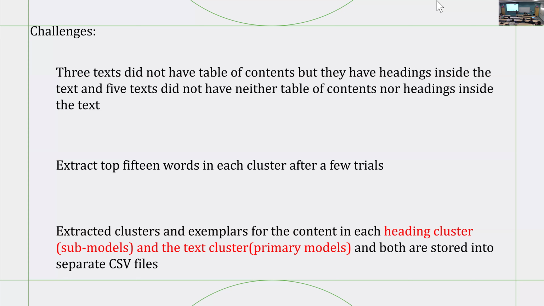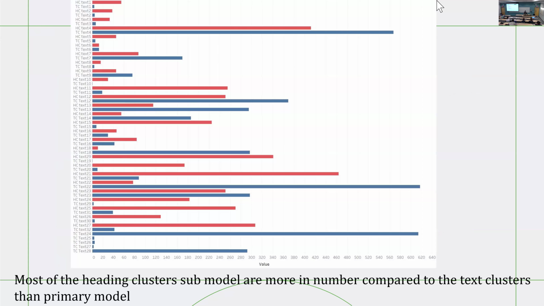So I named the sections as heading cluster, that is of the submodels, and then the entire primary model as text cluster. Then I exported it into a CSV file. The first visualization might look complex, but I'll explain that.